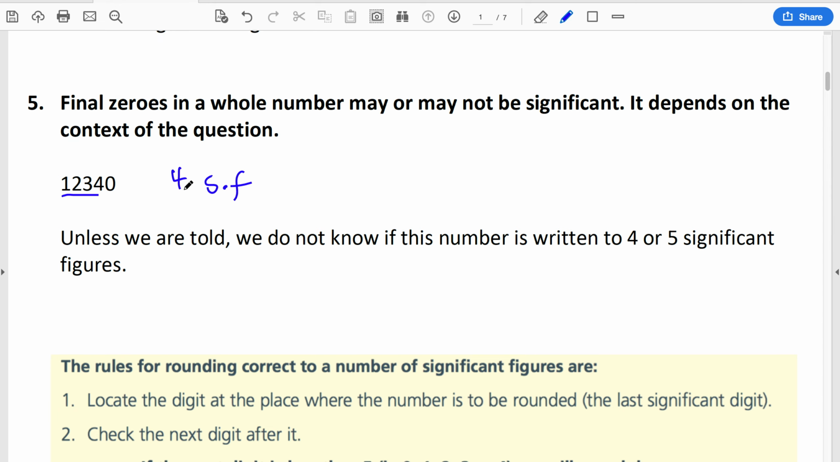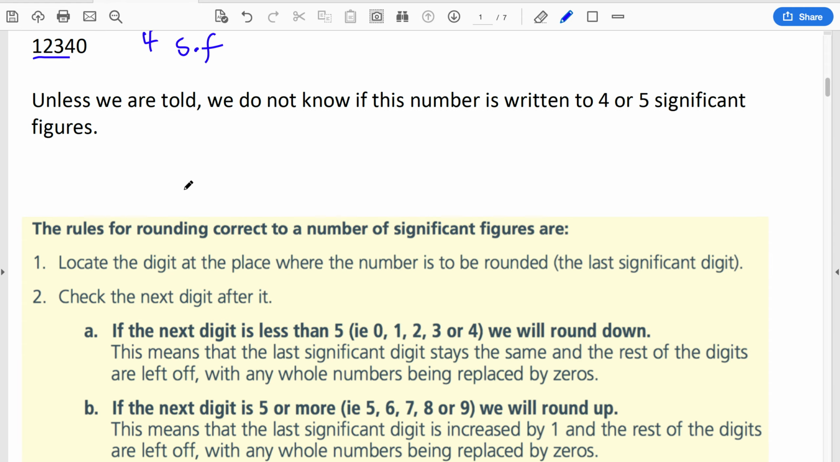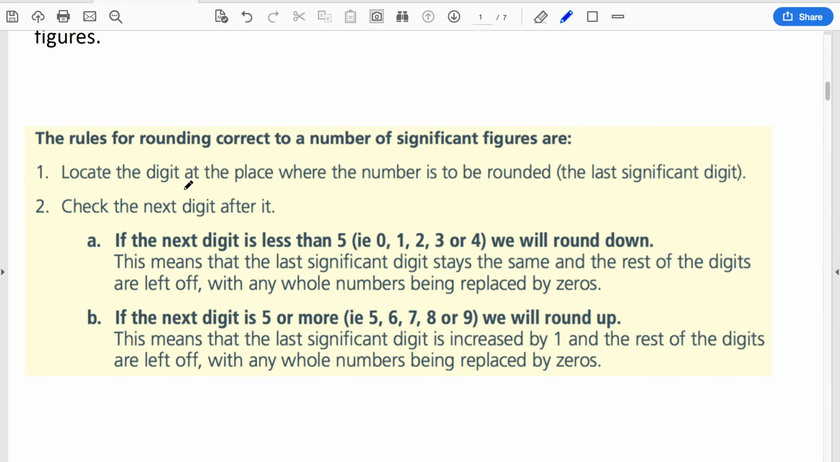Now, a summary of what I've just said is here, but when we are writing a number to a certain number of significant figures, our rounding rules have to take place. We have to round appropriately. So we look to the next digit after the final one we want to write. If it is 0, 1, 2, 3, or 4, we round that number down. If that digit is 5 or more, that number will round up.